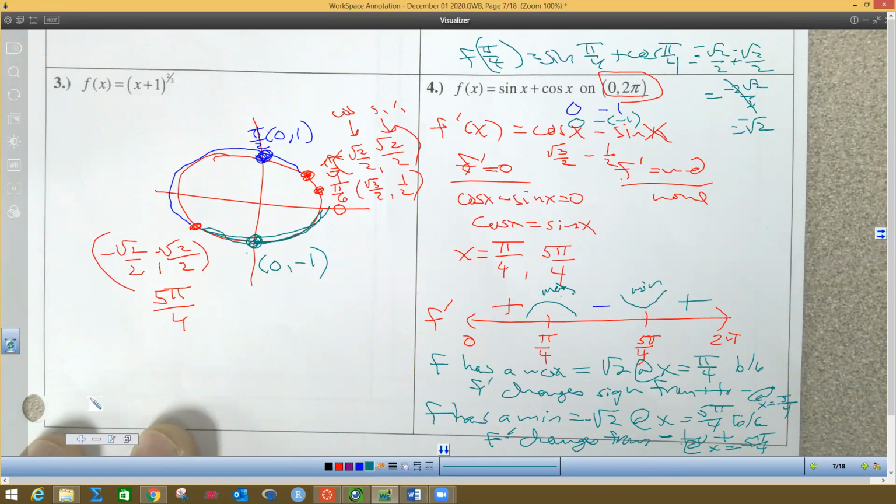Okay, for number 4, aren't we looking? Oh, I didn't read the directions. Okay, I screwed up. Yes, we are. So I gave you the max and the mins, but that was not what I was supposed to do because I did not read the directions.